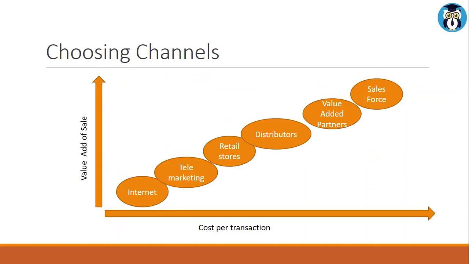Let's talk about choosing channels now. We have already talked about the types of distribution. However, that does not tell me what channel I should go with. I can do exclusive retail. I can do exclusive distribution, online as well as offline. How do I make that choice?